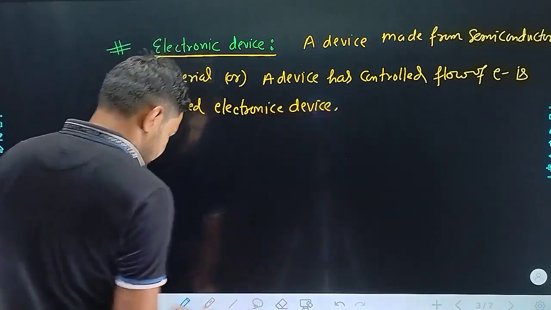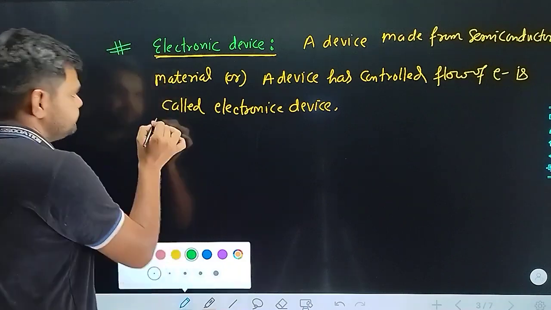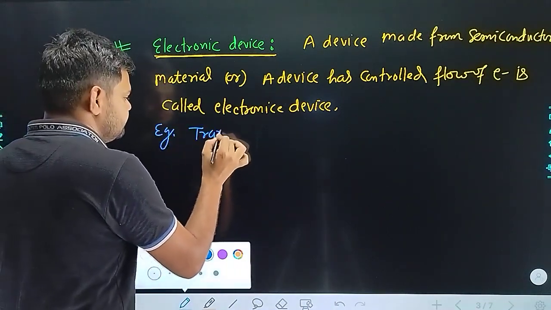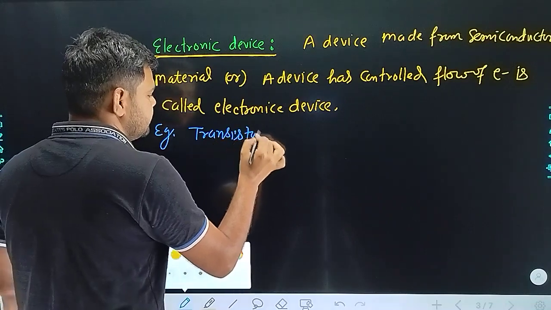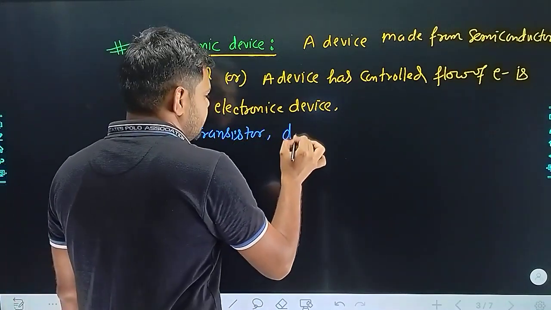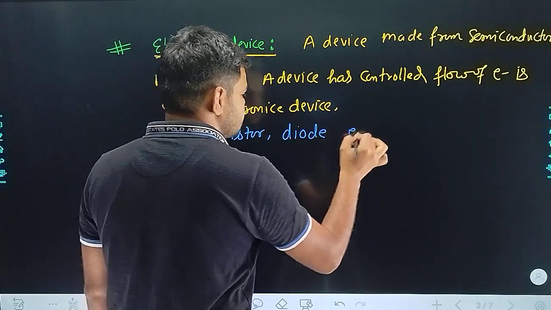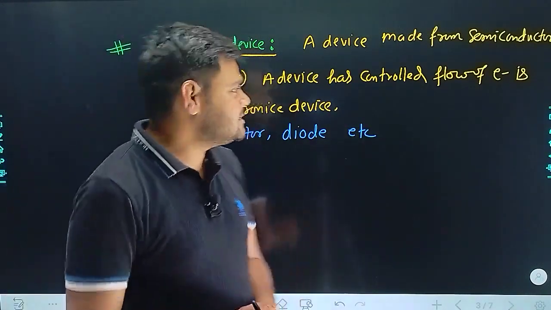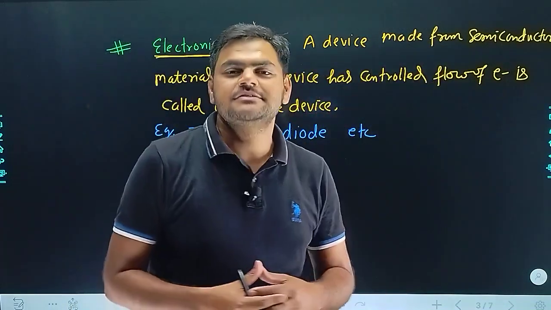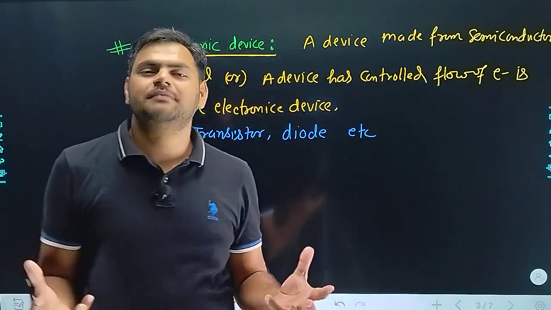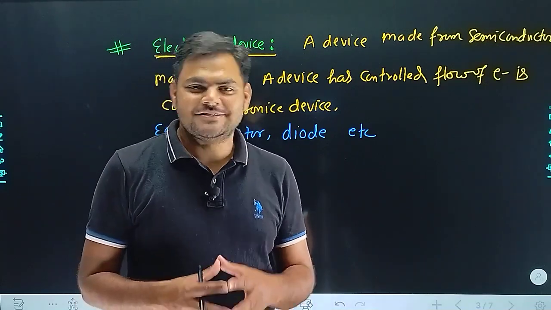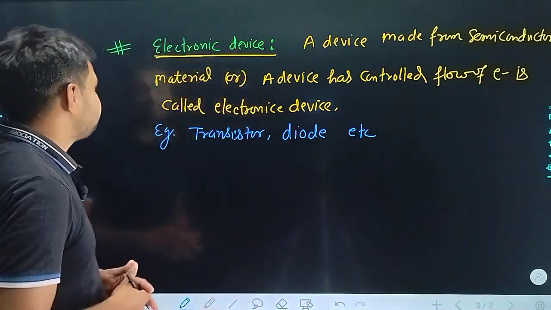For example, transistor. We will discuss this in detail in the upcoming syllabus. Diode, thyristors, all these are the examples of electronic device. A device which is made from the semiconductor material. Semiconductor material means, of course, silicon, germanium, gallium arsenide. All these are the semiconductor material.